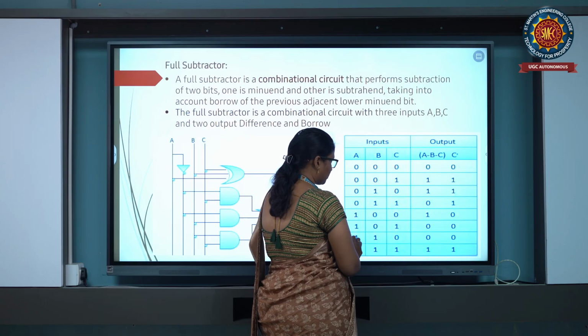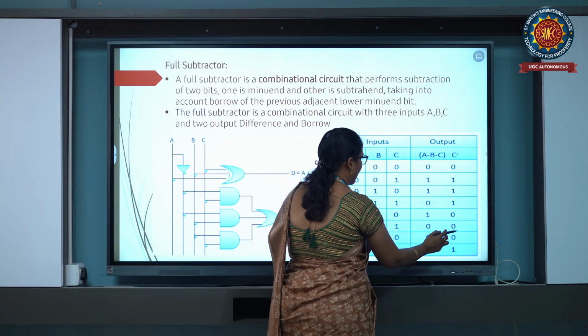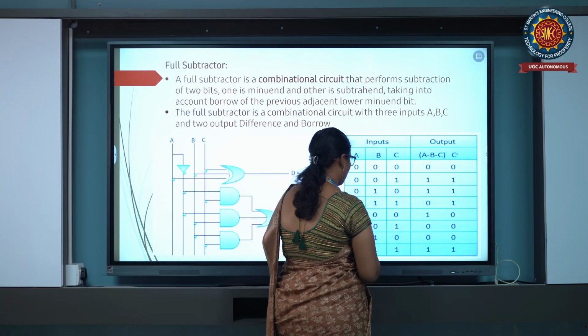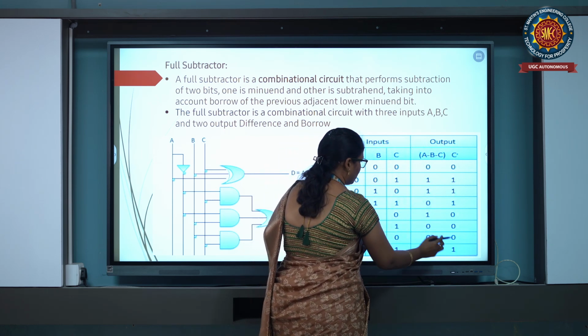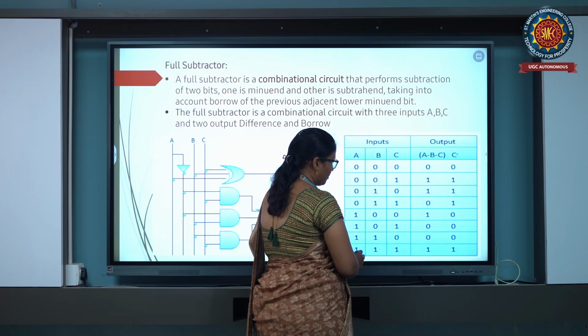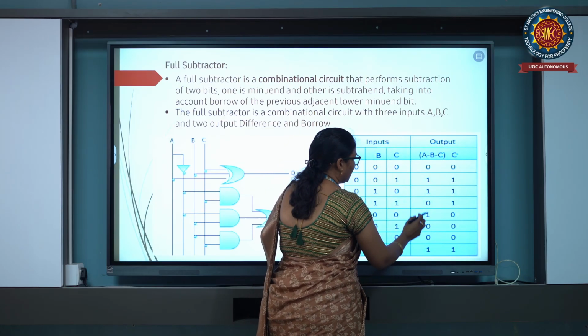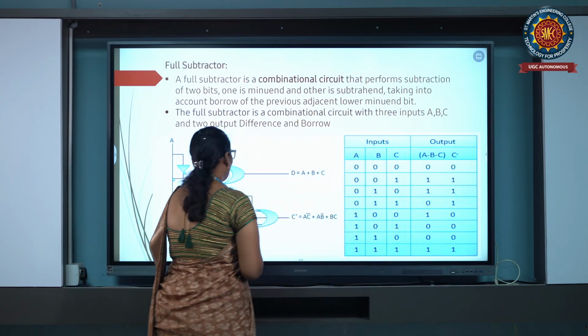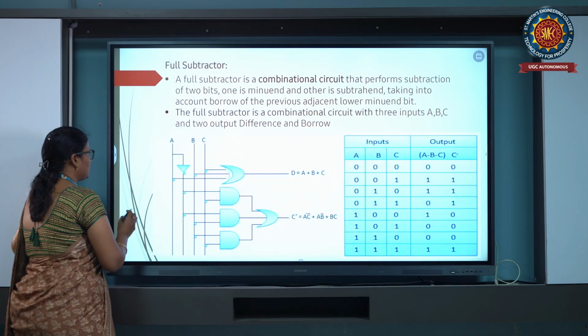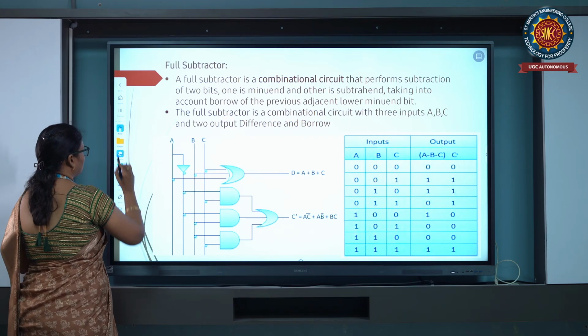1 0 1, the difference is 0 and borrow is also 0. When we consider 1 1, the difference is 0 and borrow is also 0. When all the inputs are high, the difference is 1 and borrow is 1. Now let us see how we can realize this using this truth table.